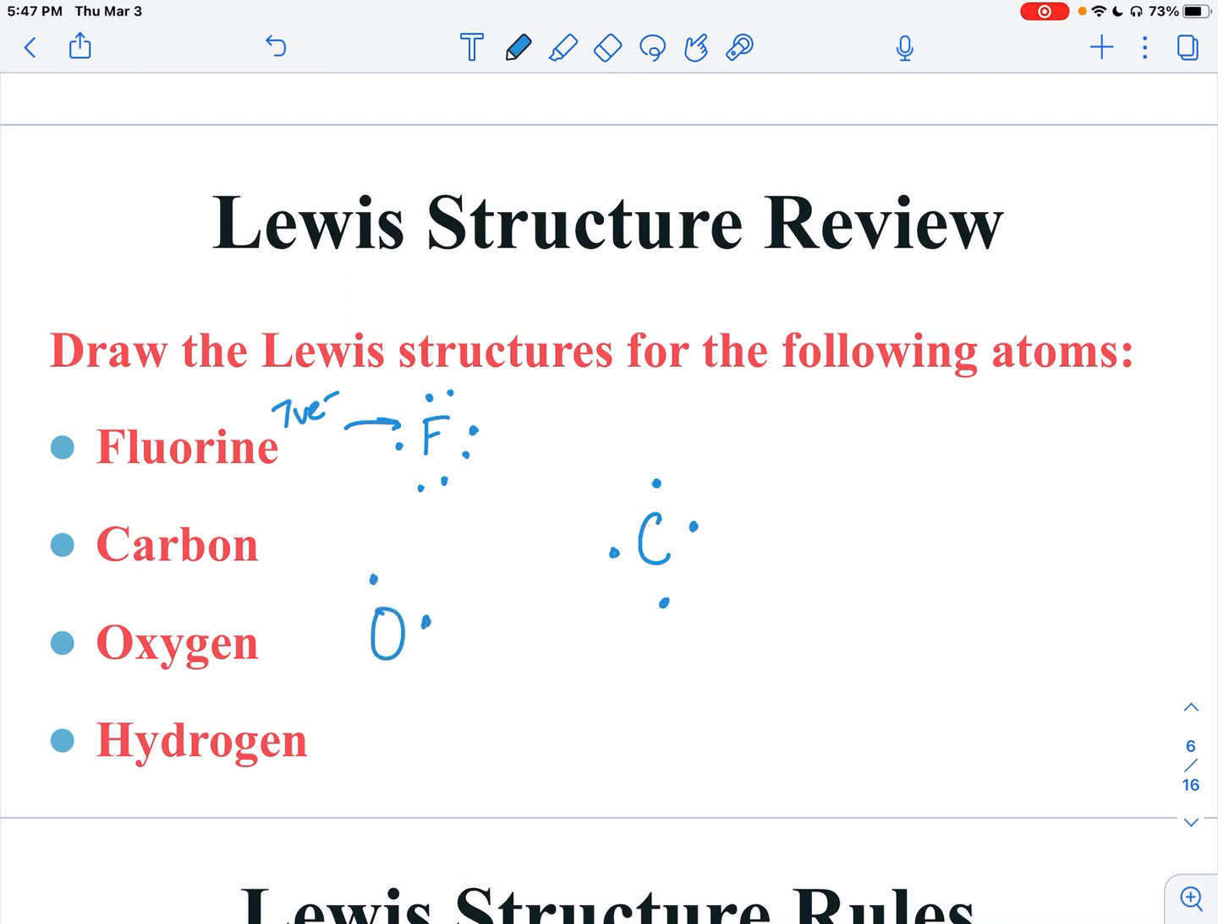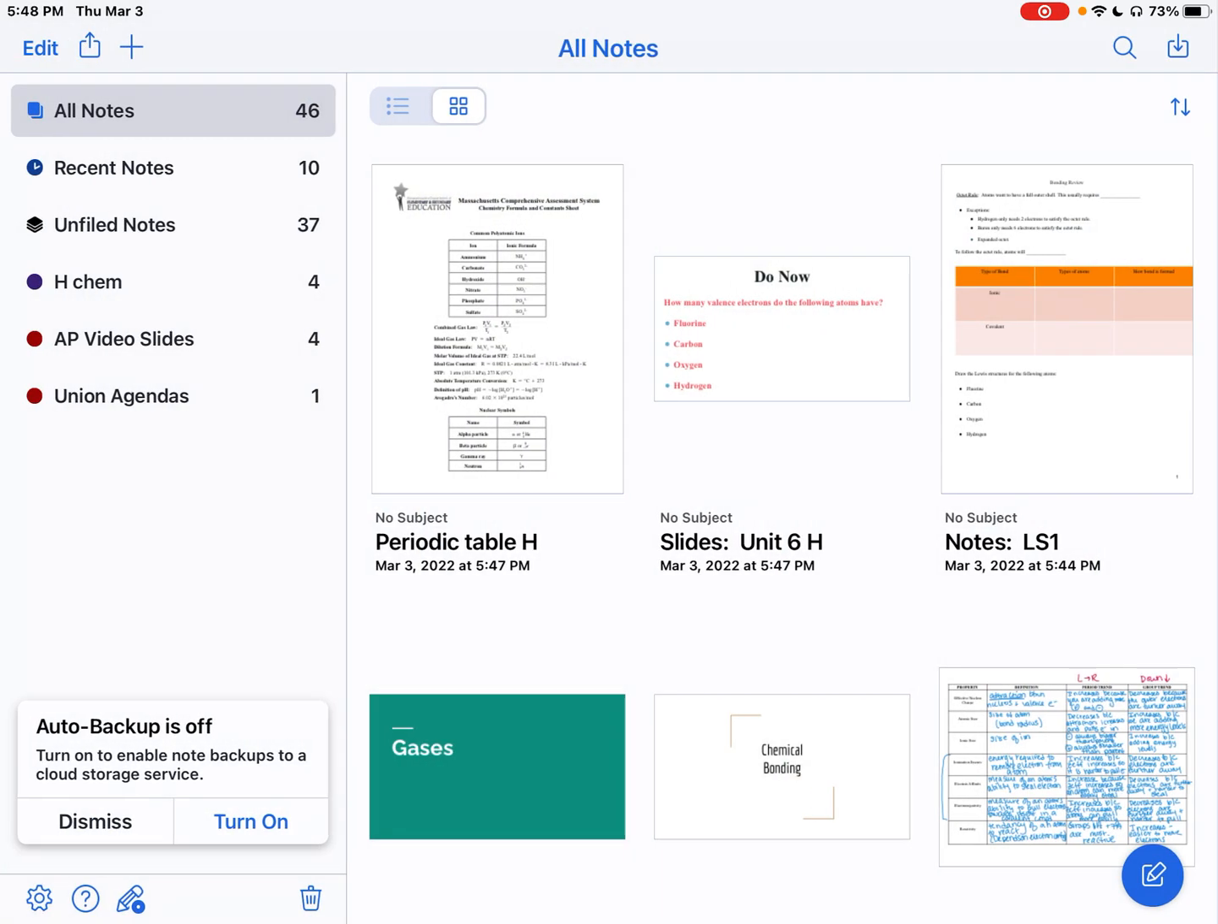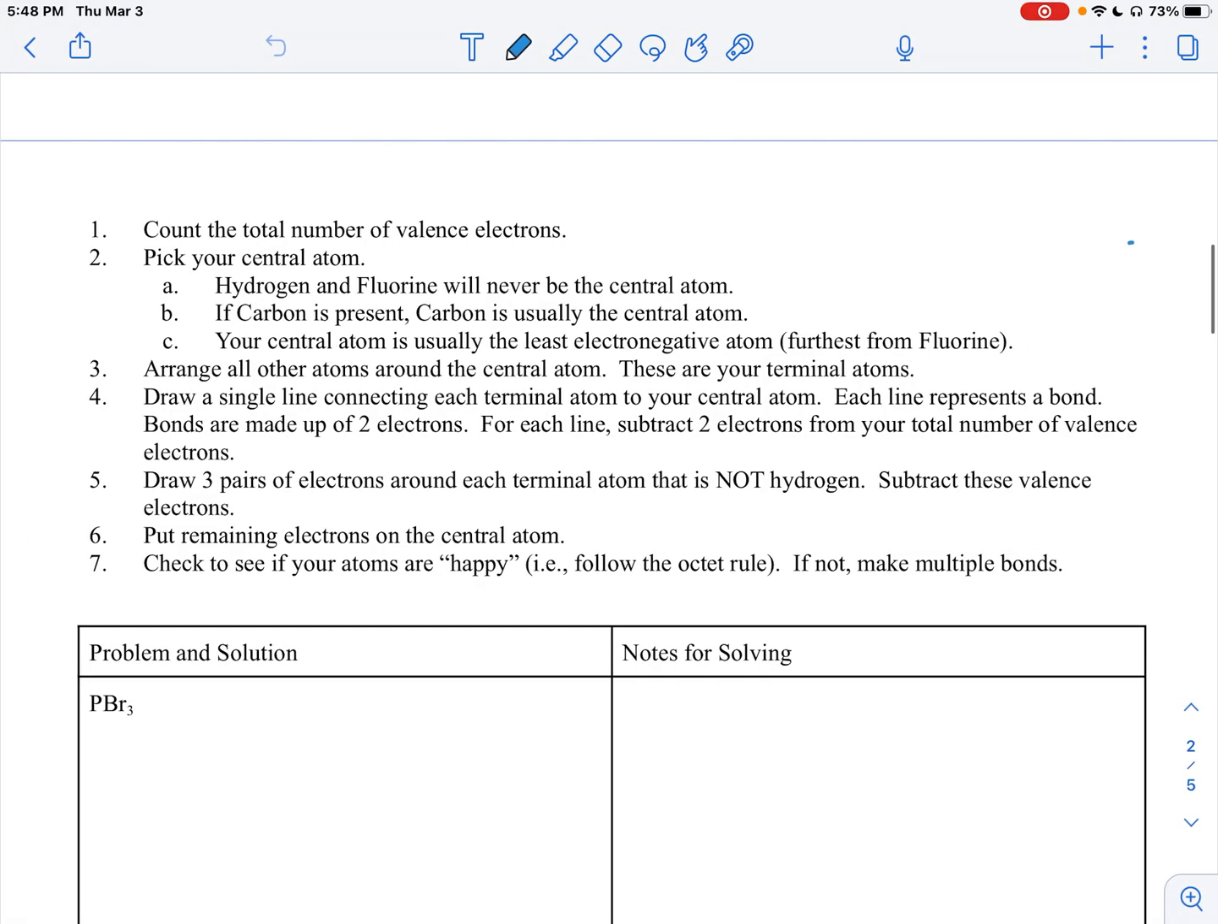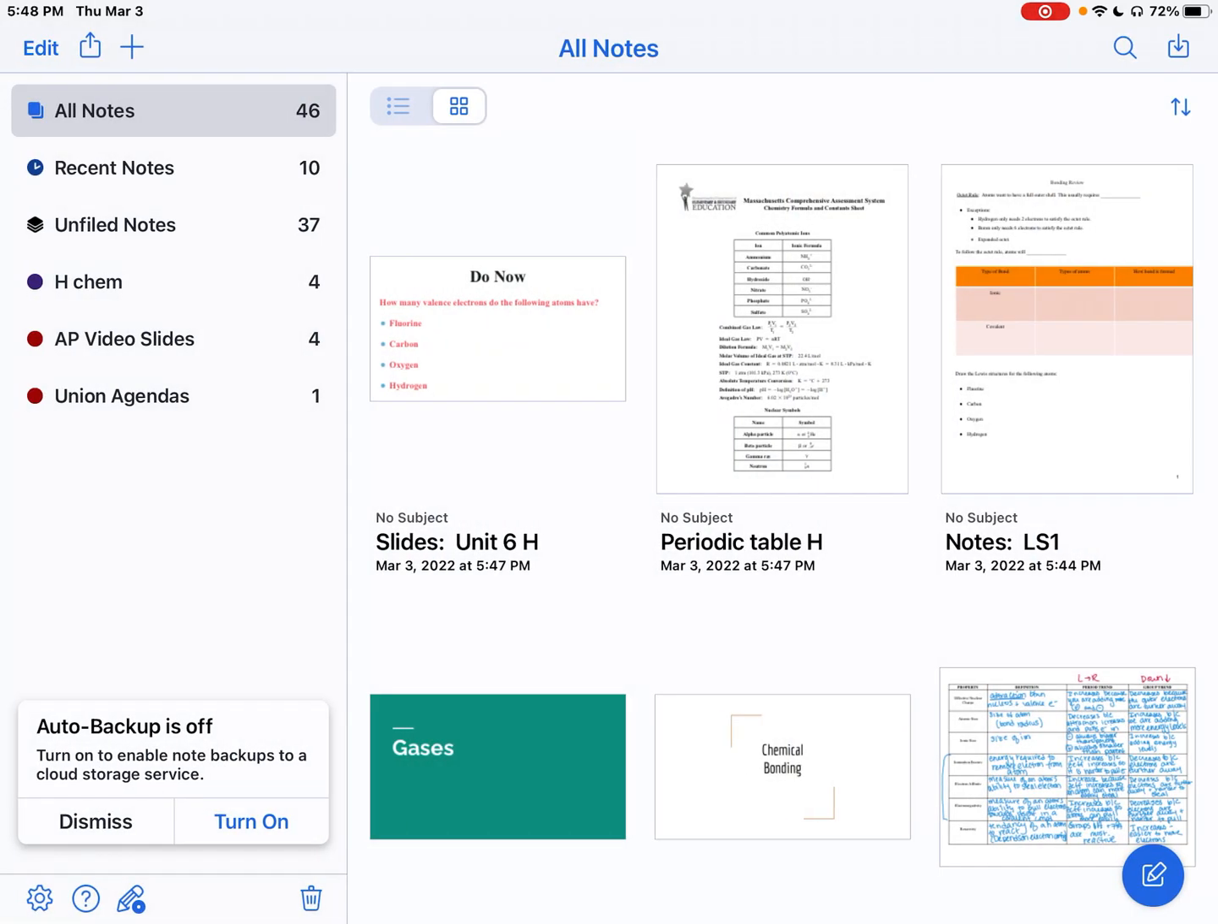Oxygen has 6 valence electrons, and hydrogen has 1. So that is the valence electrons of just an atom. It is going to relate to Lewis structures of molecules, and valence electrons are very important for that. In your notes, you have a set of rules. These are the Lewis structure rules that we are going to follow. Follow along with this as I am doing the problems and the structures in the slides.